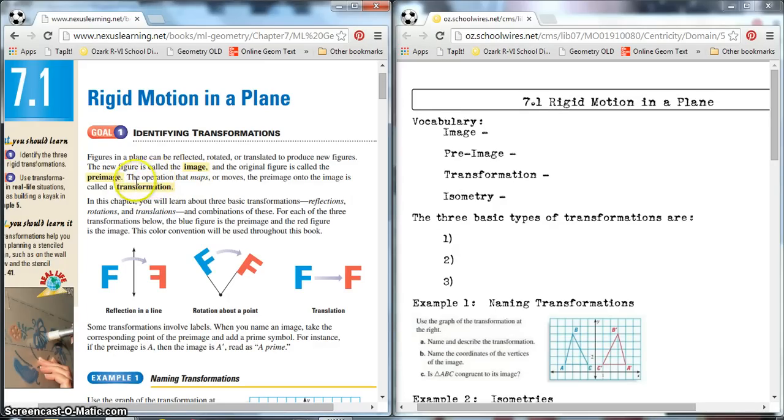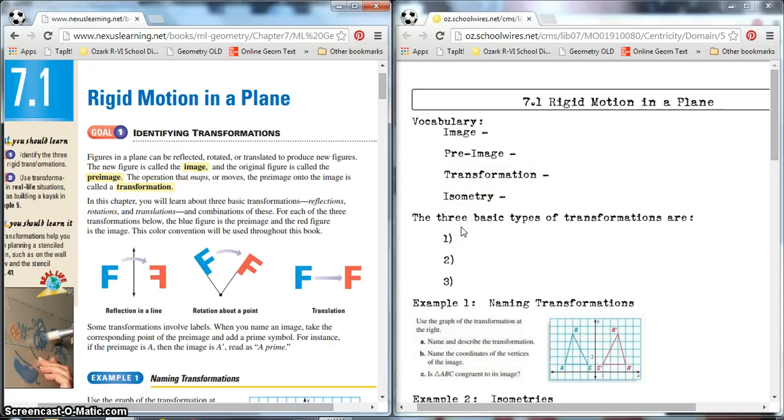A transformation is an operation that maps or moves the pre-image onto the image. So an operation that maps or moves the pre-image onto the image is a transformation. So you're going to want to write those three definitions here in this location on your notes sheet. Now, we're going to skip isometry for just a second.